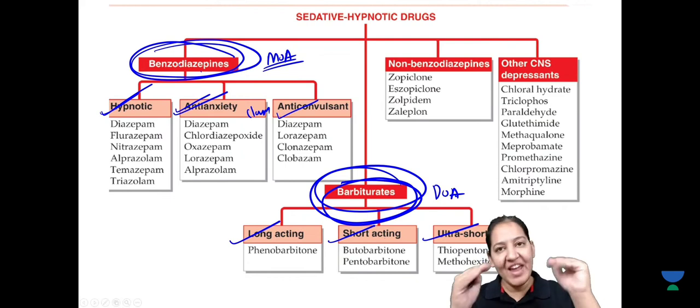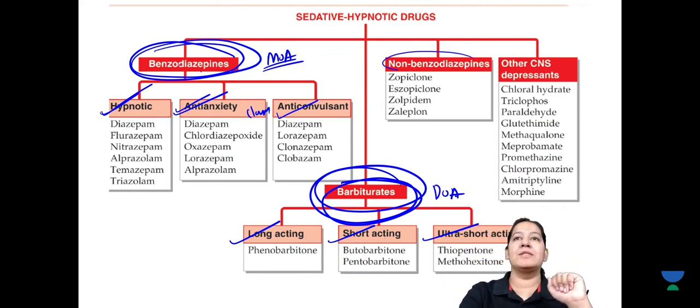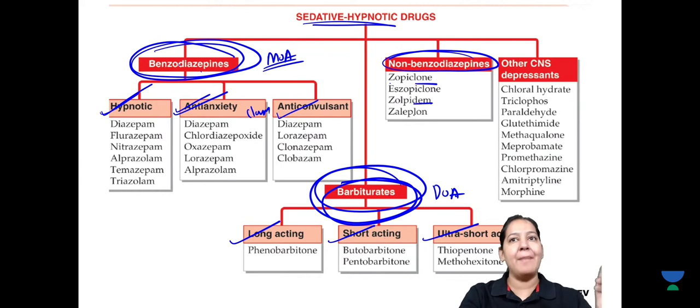So the way we classify them is different. And the third category is non-benzodiazepines. These are also hypnotics and sedatives. So all the Zo- drugs: zopiclone, zolpidem, and so on.